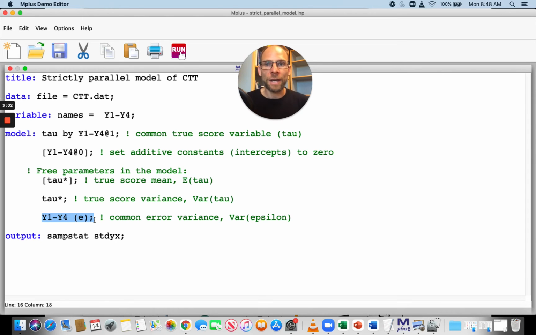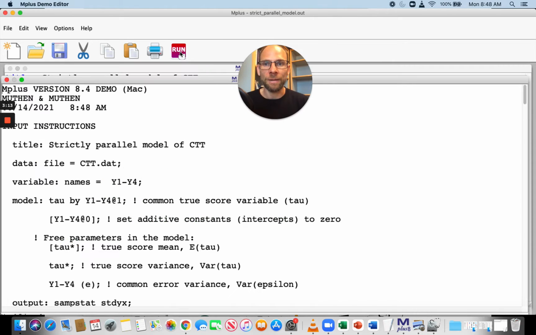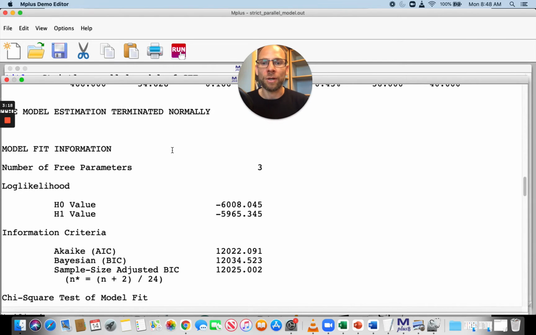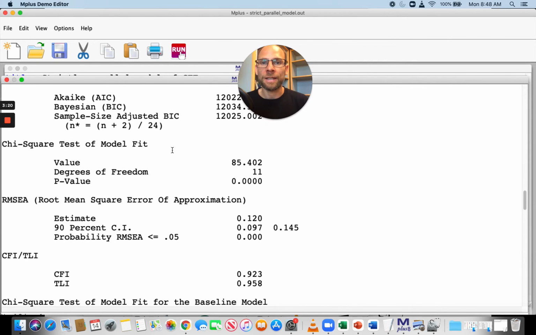Now let's take a look at what we get in Mplus when we test this model for our set of 4 variables to see whether they are strictly parallel in the sense of classical test theory. The first thing that we should check is the model fit. You can see that it does not look good. The chi-square here is highly significant. We get a chi-square value of 85 with 11 degrees of freedom. That's not a good chi-square. Not even the ratio of the chi-square value to degrees of freedom is good here.